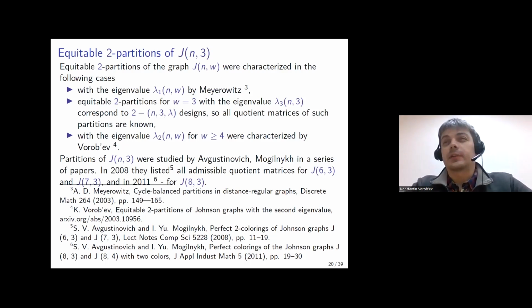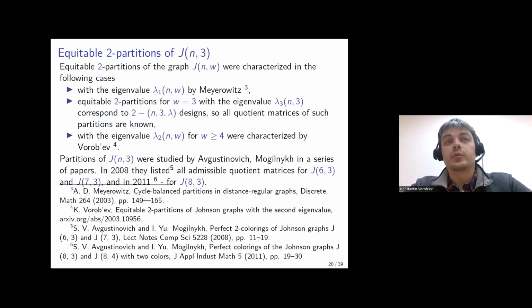And some historical part. Equitable two-partitions of the Johnson graph J(n,w) were characterized in the following cases. If this partition has eigenvalue lambda 1, then it was done by Meyerowitz, and actually such partitions have quite a simple structure.